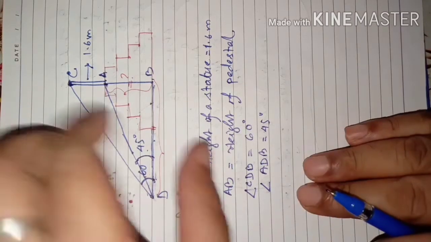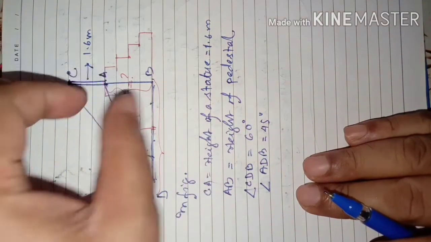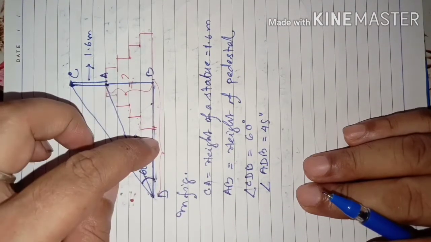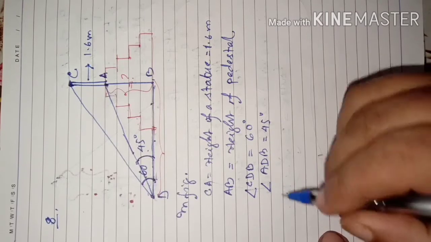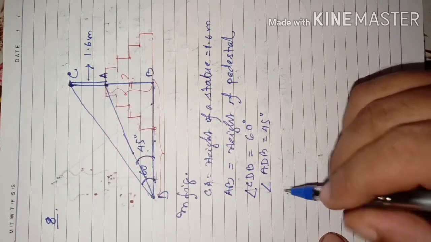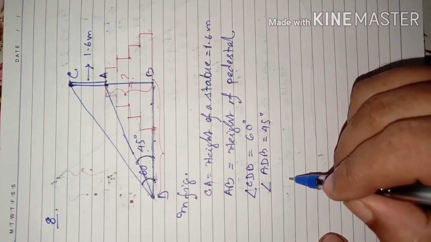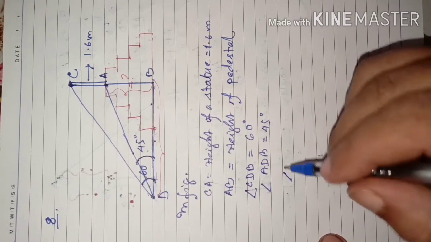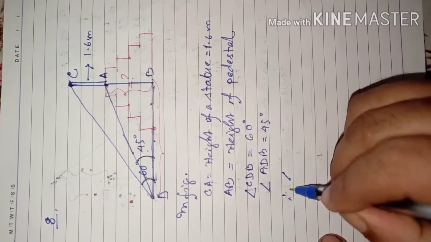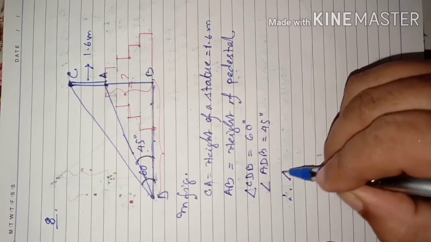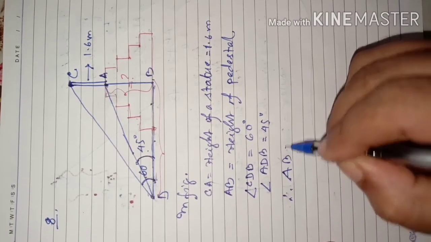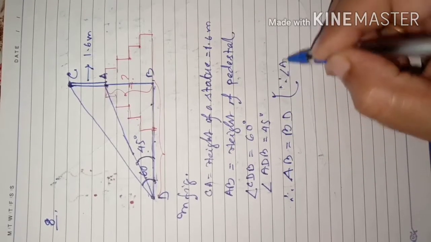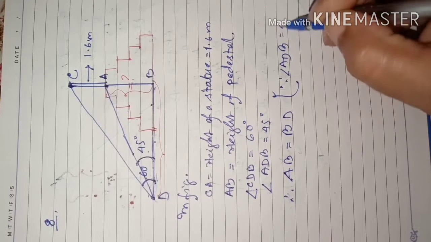Now, let's go to the solution part. As you know, this is a 45 degree angle. So AB will be equal to BD. Here you can say like this: angle ADB is 45 degree, so therefore AB is equal to BD, since angle ADB is equal to 45 degree.